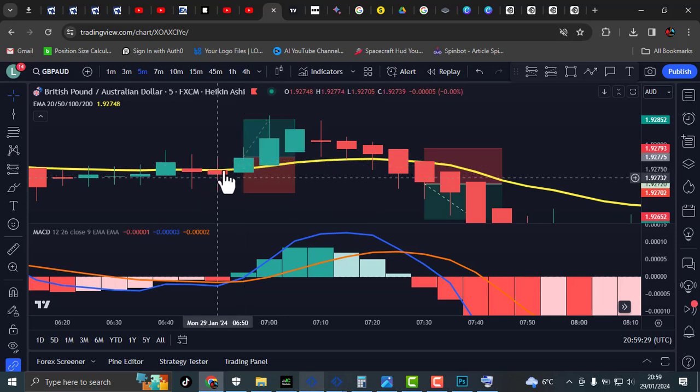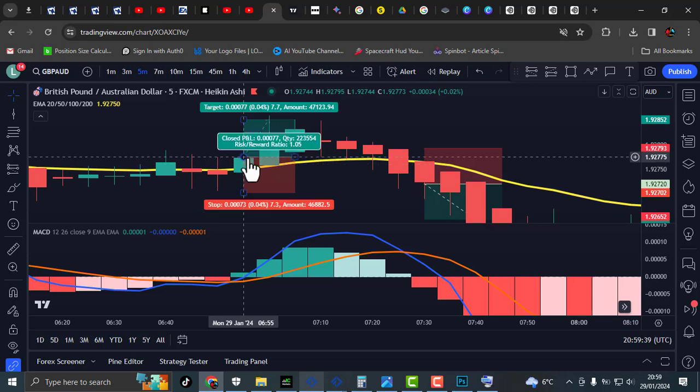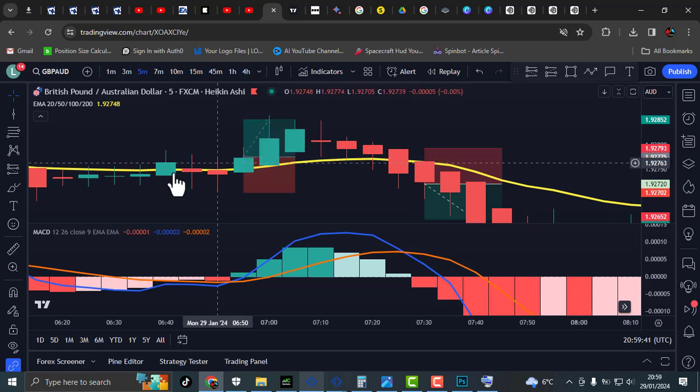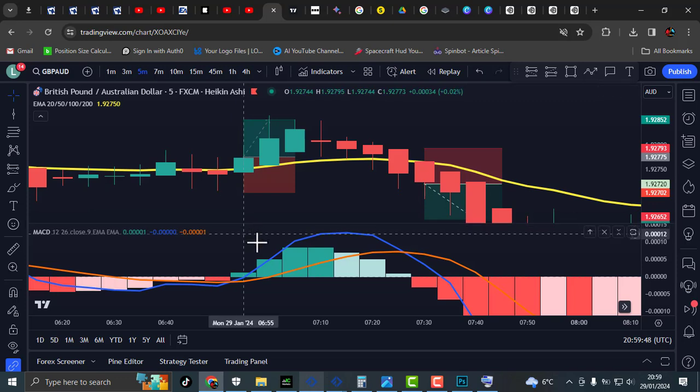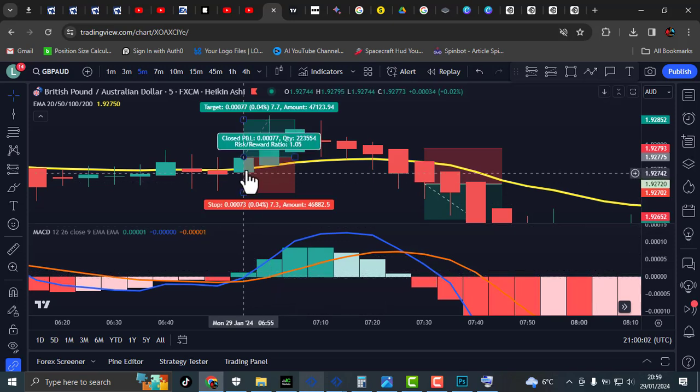And then we had the doji, a classic doji, just before our opening candle. That's a sign of a trend reversal, or momentum about to occur. And then what we have over here is the diagram in green, and the blue line is above the orange line. So we're gonna take the buy.